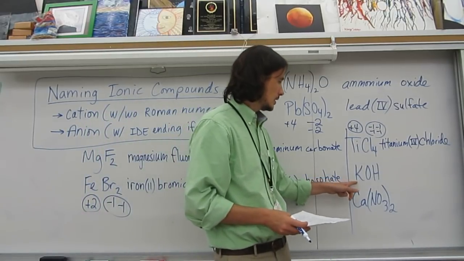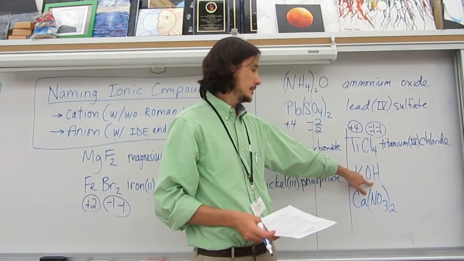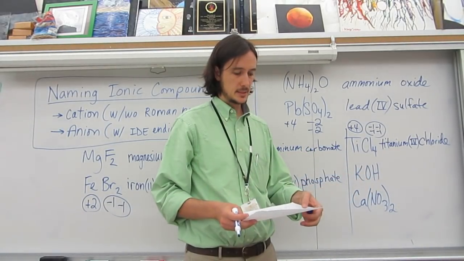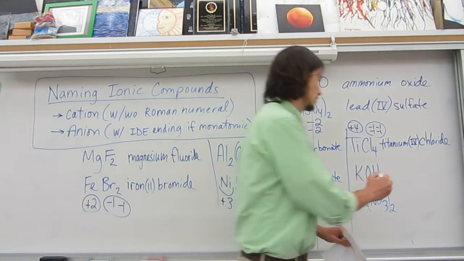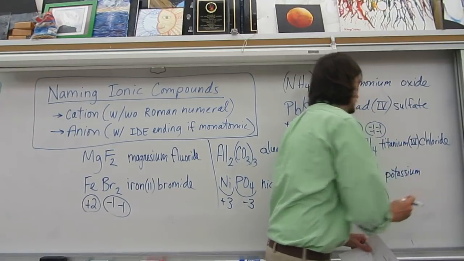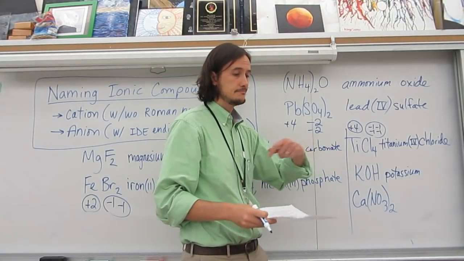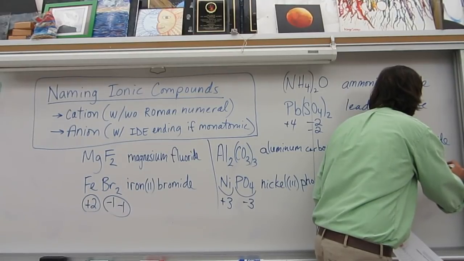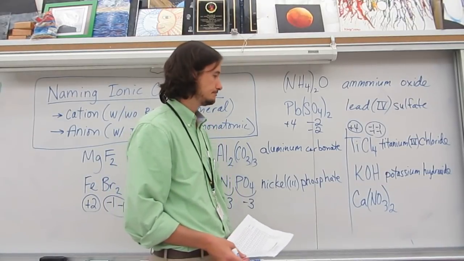All right, next one. We got KOH. OH is a really common polyatomic ion, so remember the name of that. K is potassium. K is in group 1, only forms 1 charge. So I just write the name of the metal, potassium, and this is a polyatomic ion, so I just write the name. So KOH is called potassium hydroxide.